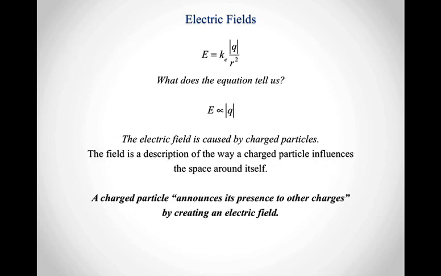So if we think about the magnitude for a little bit, one thing that this equation is trying to tell us is that the electric field is proportional to only a single charge. It means a couple of things. One, it means that electric fields are caused by charged particles, right? So you bring a charged particle into empty space, it is going to create an electric field. That electric field is the description of the way that the charged particle influences the space around itself. We don't have multiple charges here interacting. Instead, we have a single charge influencing space.